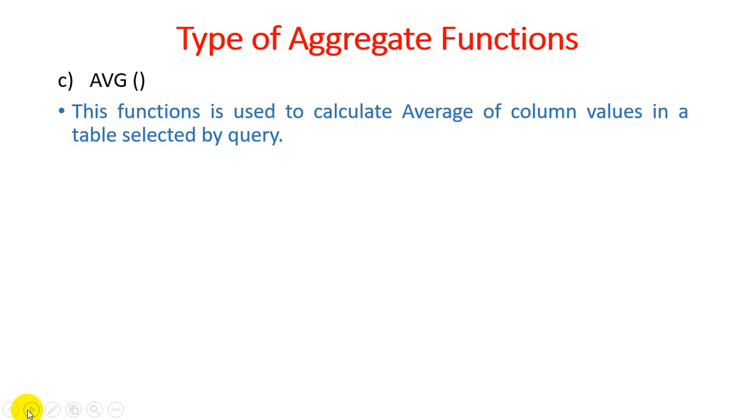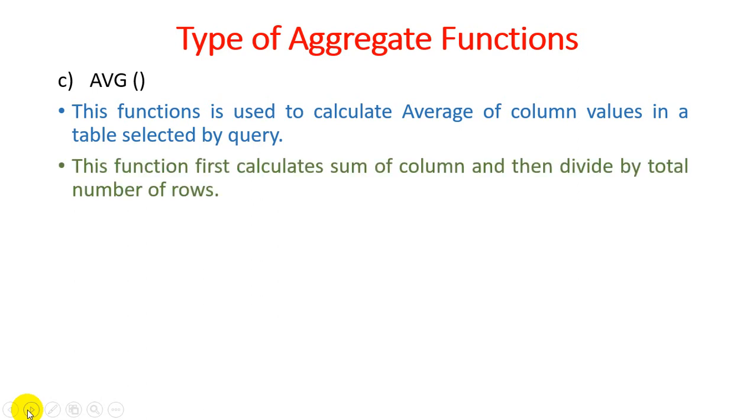That's why in all the functions, just mention the first line: this function is used to calculate the average of column values in a table selected by the query. Selected by query is nothing but whatever data you want to retrieve in the first step, then apply an aggregate function, and then this is the output as per your selection condition. Means if you want to retrieve some unique records and apply the particular aggregate function, the selection condition comes first, and then the aggregate function is applied based on your selected values.